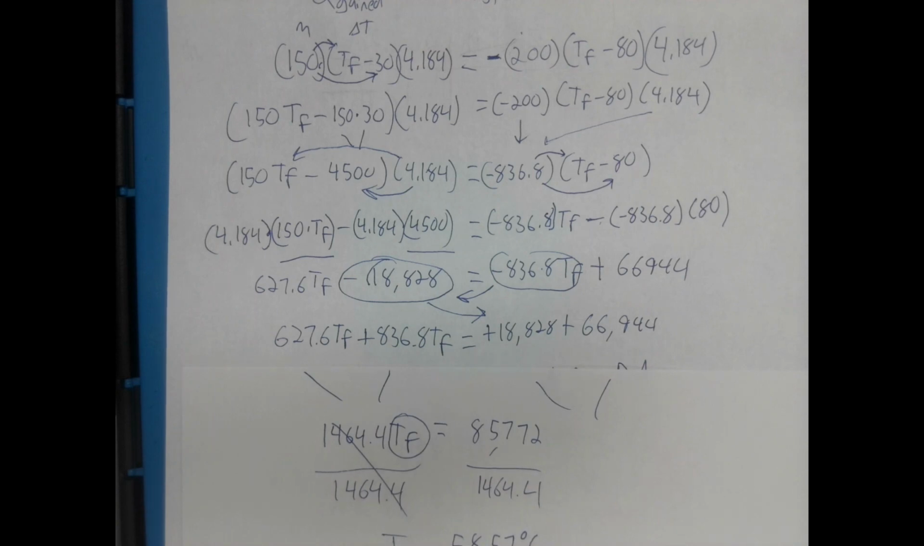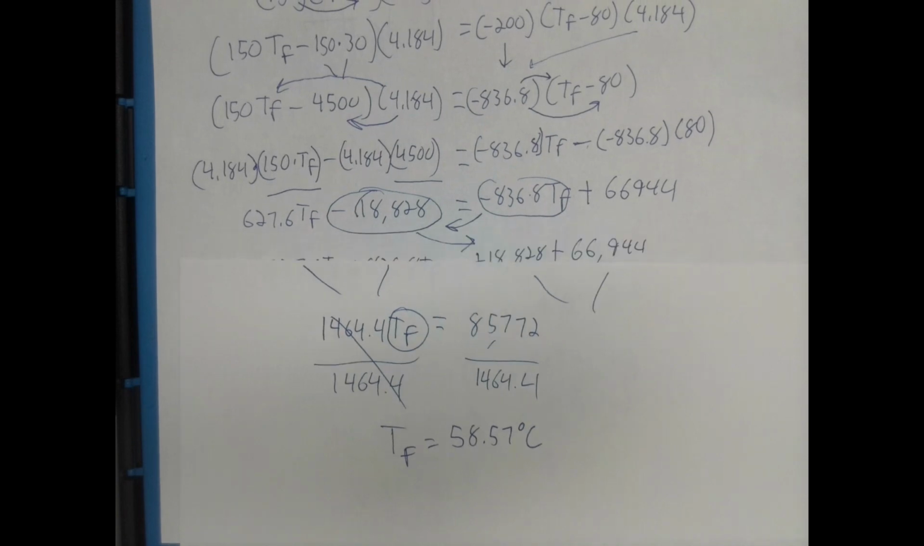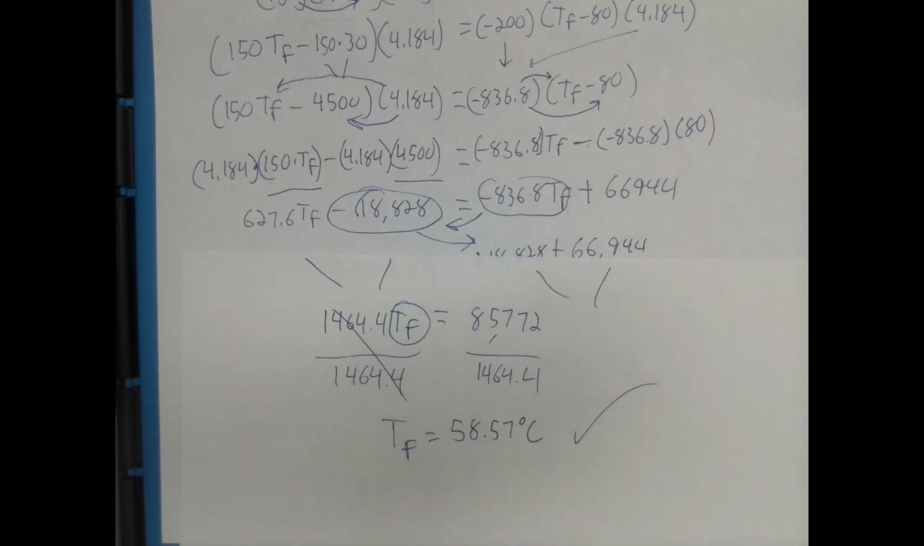Then double check to see if the answer makes sense. If we have 150 grams of water at 30 degrees Celsius, 200 grams at 80 degrees, and we mix them together, we would expect the final temperature to be somewhere in between 30 and 80. So that checks out.